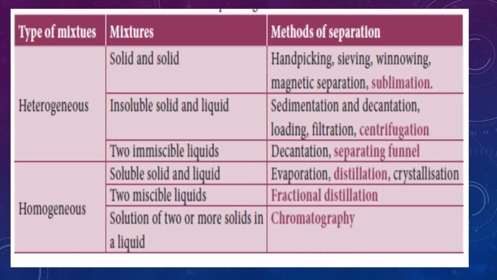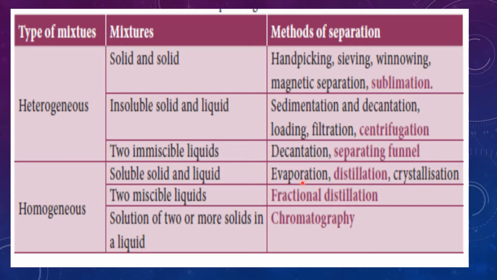Then, I already explained what types of mixtures we are going to separate: homogeneous mixtures and heterogeneous mixtures. Homogeneous means the solid and liquid are completely miscible. Heterogeneous means completely immiscible. For heterogeneous mixtures we use unpicking, sieving, winnowing, magnetic separation and sublimation. Heterogeneous means two layers, and we can get the substance as a pure liquid.